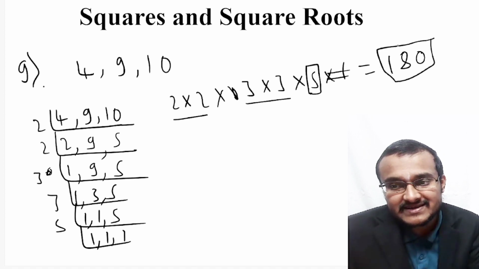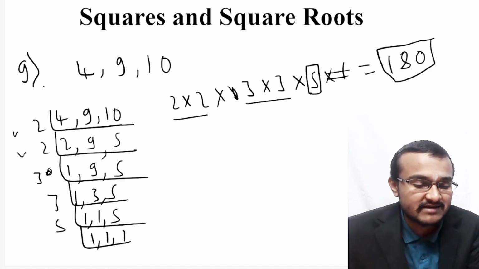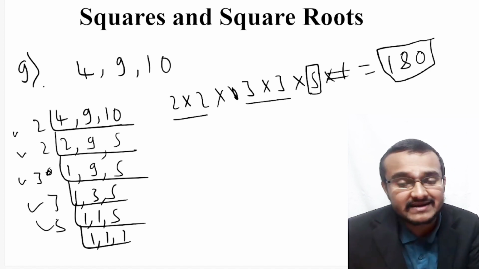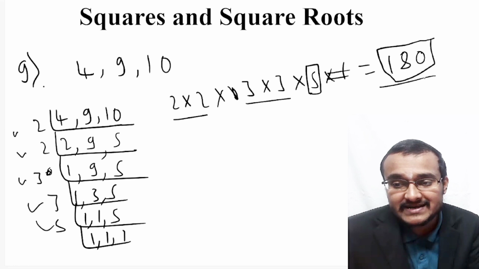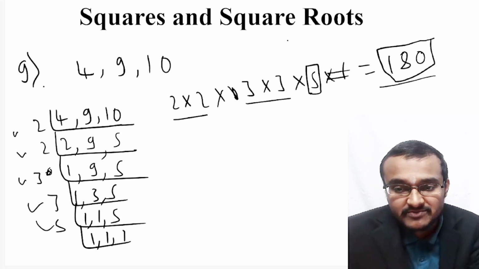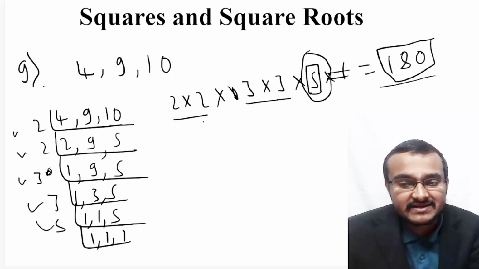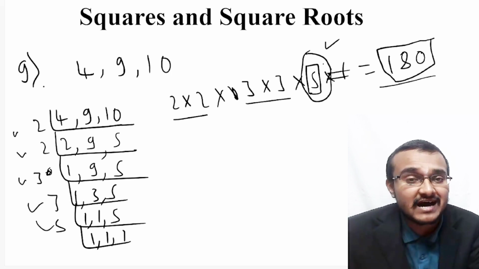So this 180 is actually divisible by 4, 9 and 10, because we have found that by taking the LCM of 4, 9 and 10. So you have got 180 as your LCM, but this 180 is not a perfect square, because if you do prime factorization of 180, 5 will be left out alone.